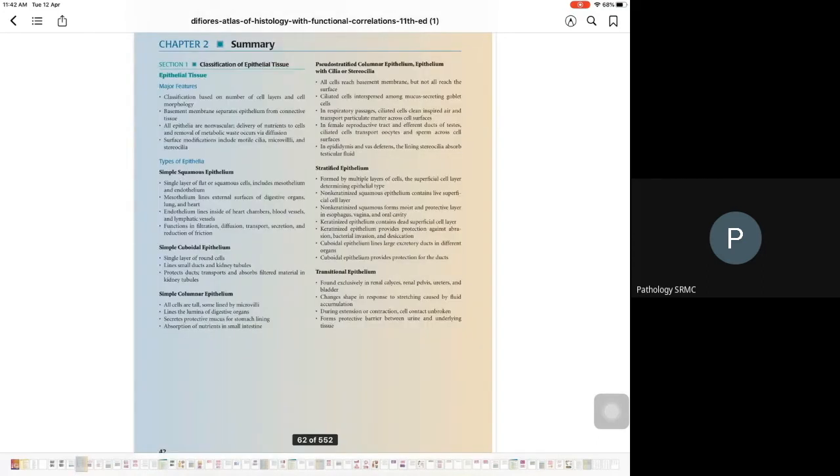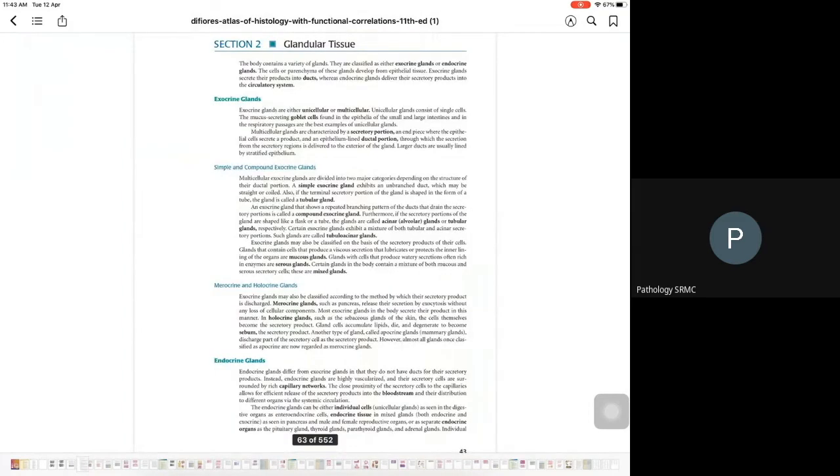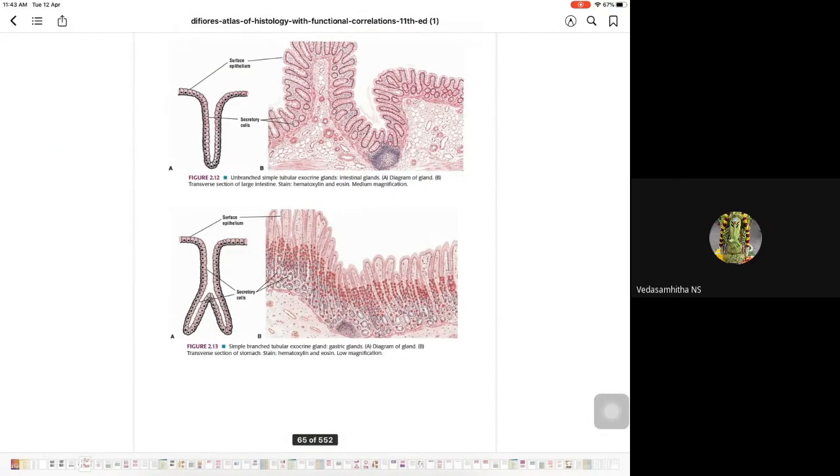So this is the summary classification of epithelial tissue. Epithelial: simple squamous, cuboidal, columnar, pseudostratified, stratified, and urothelium. Now we are going into the glandular tissue. Glands: one is simple, compound, branched, tubulo-acinar, acinar. It is simple and compound, and both can be branched or unbranched. Then tubulo-acinar and acinar. So that's the major classification.